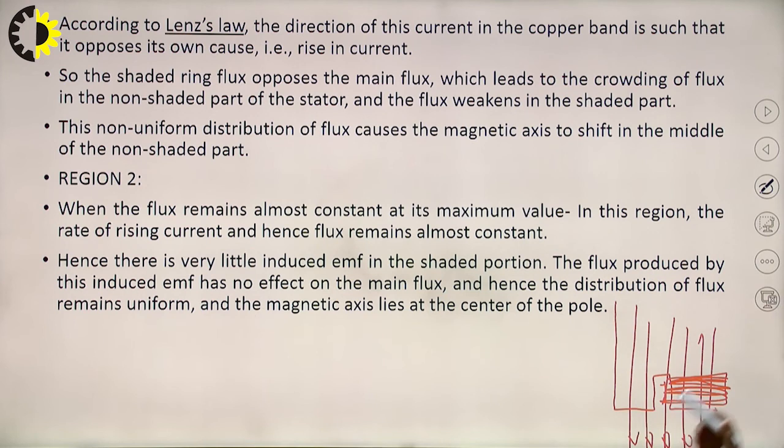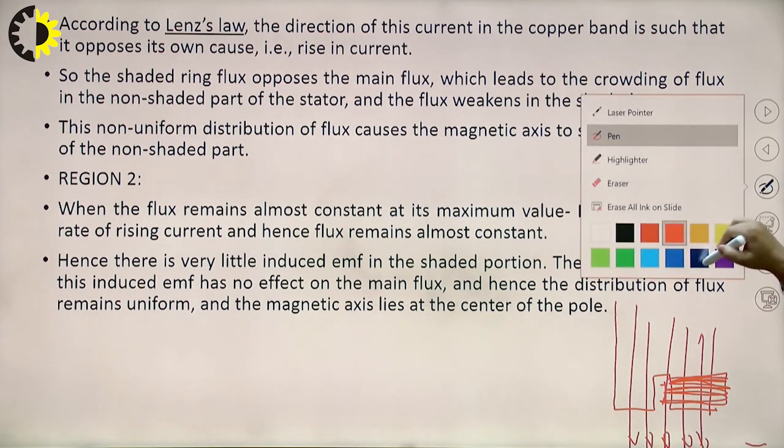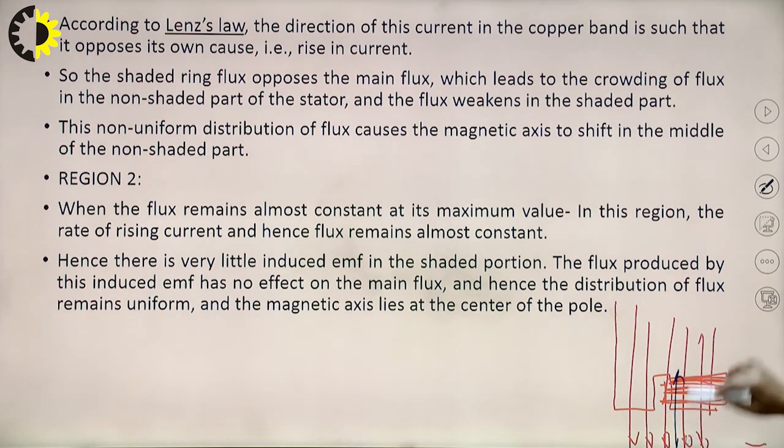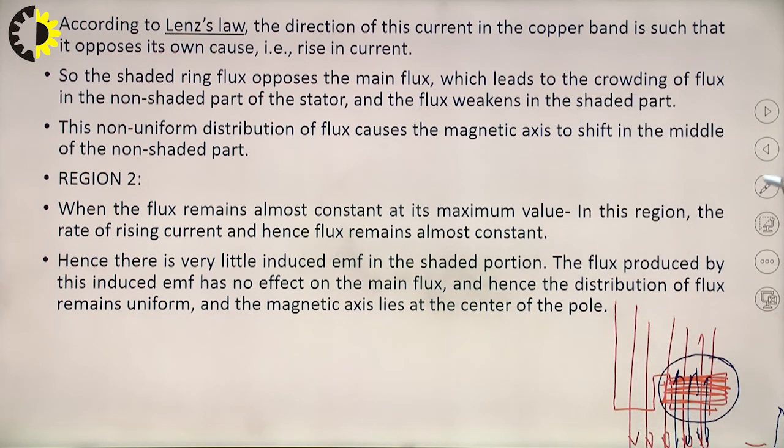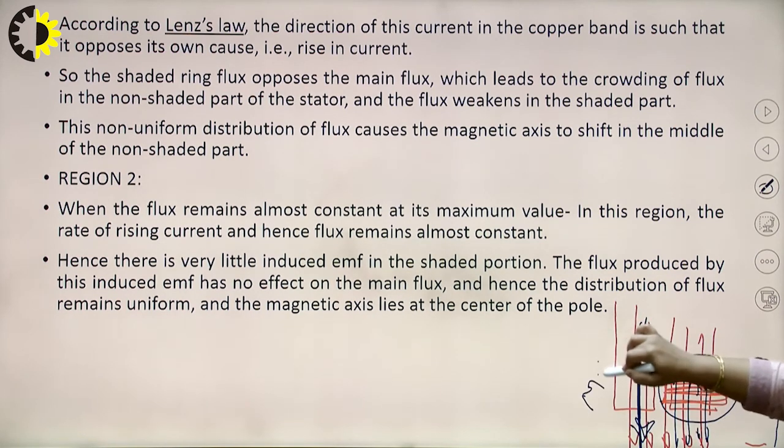Now, this copper band will also be producing its own flux, right? Which will be opposing the rise in the flux. So this copper band is going to produce flux in the direction opposite to the main flux, which is being shown with the blue lines. So in this region, both of the fluxes will cancel out each other, right? And so there will be a crowding of the flux towards the left hand side. So the magnetic axis will lie where? Towards the left hand side. Here will be the magnetic axis, right?